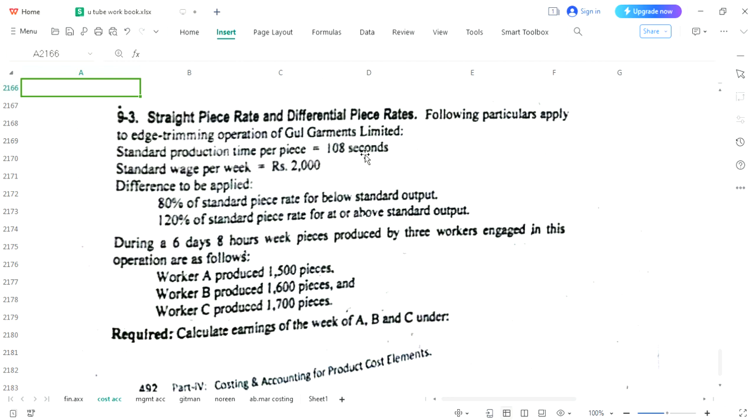Just try to understand the differential rate system. If somebody is producing more units, that worker will get a wage more than the standard. If a worker is producing fewer units, the wages would be deducted and he will not be able to get even his or her original wage. Straight piece is very simple: the number of pieces somebody makes, and the per piece rate would be applied.